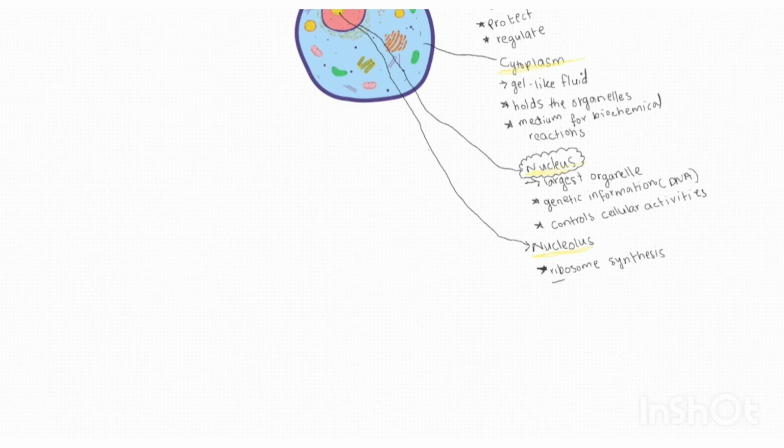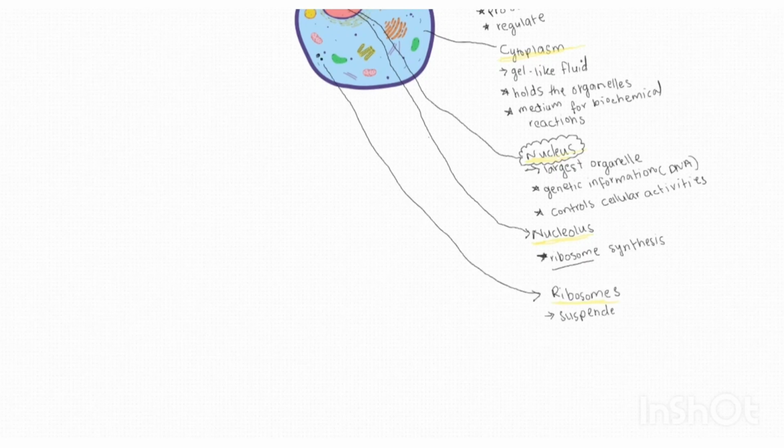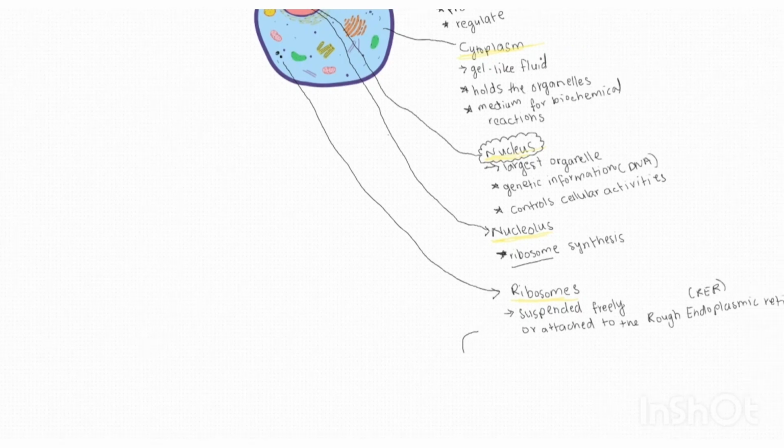It is the place where ribosomes are made or synthesized. And ribosomes are these freely suspended structures that you see in the cell. They're either attached to the rough endoplasmic reticulum, or they're just moving around. I know there are a lot of words. We're going to be looking at it one by one. Let's look at the ribosome first.